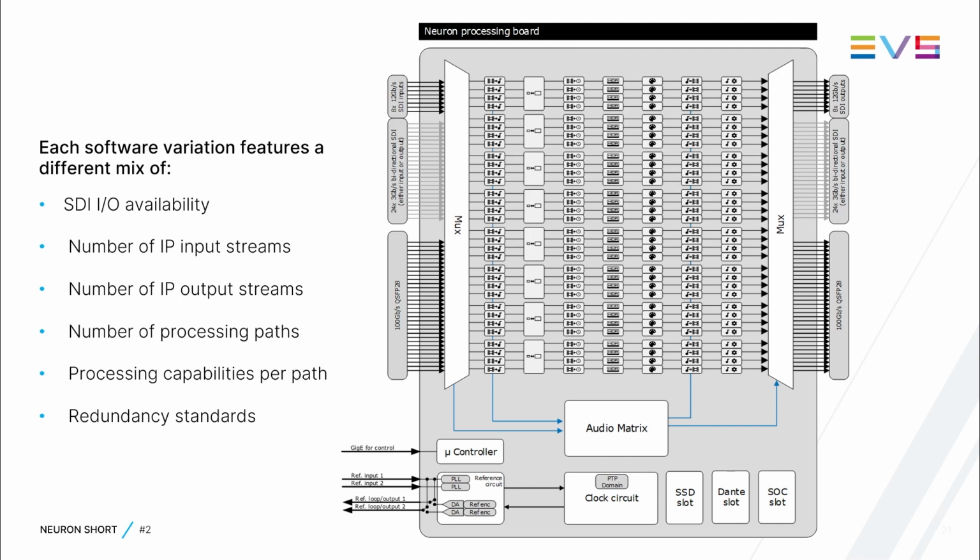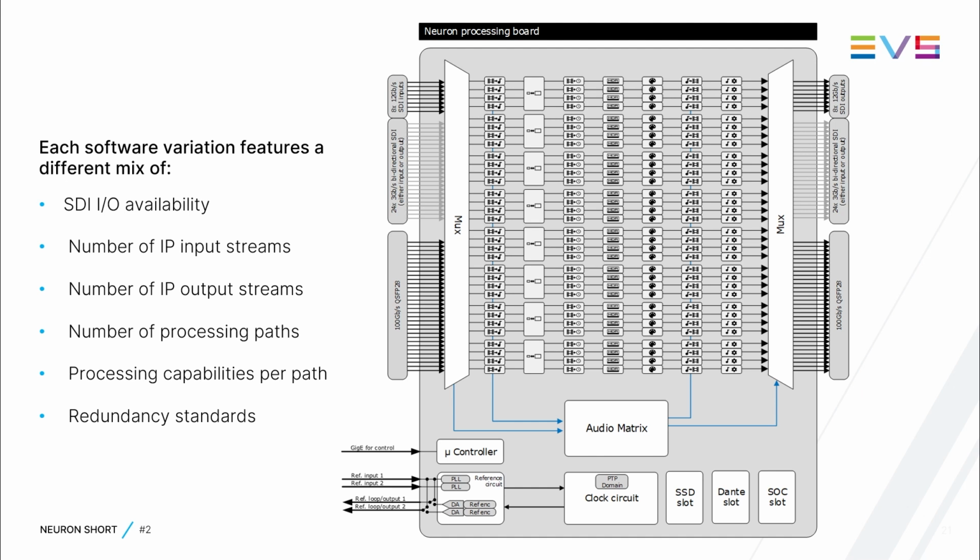And remember, all firmware variations run on the same hardware. If you want to, for instance, change your current processing board from only doing SDI to IP bridging into a board that can also do up, down and cross conversion, you can reprogram your board without having to add or exchange any hardware.